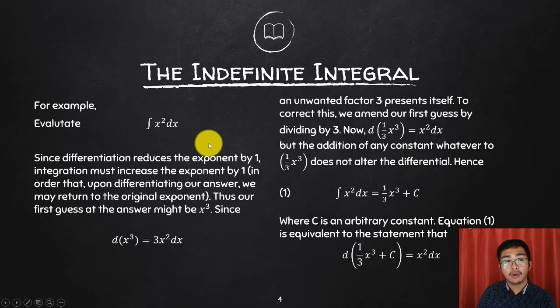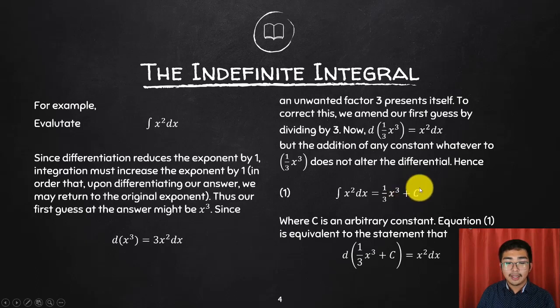Okay, so due to this uncertainty, we now add C. C is now the arbitrary constant of integration. The arbitrary constant of integration lets you know that there is a chance that a constant was originally present in our equation. Now C stands for any constant value that is to be added to your integral.